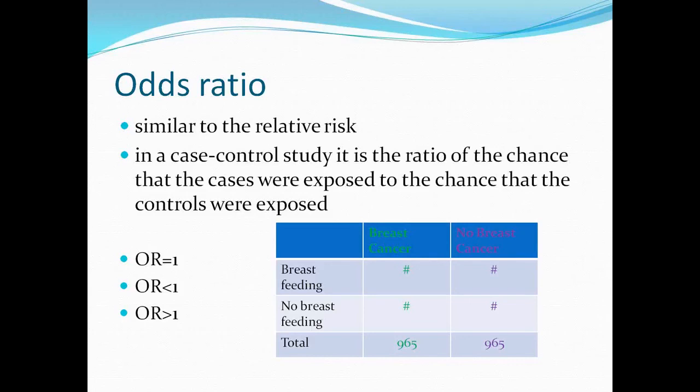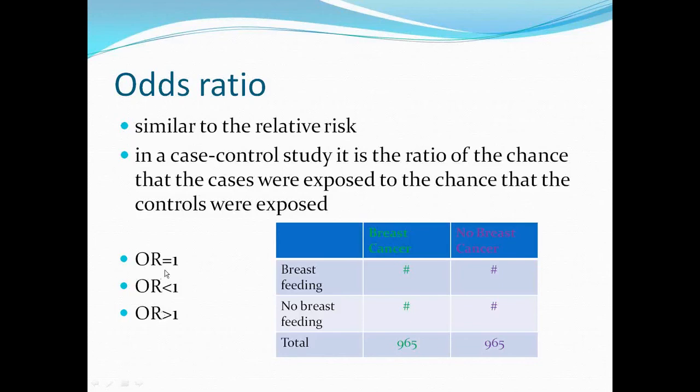So what is calculated in a case control study is the ratio of the chance that the cases were exposed to the chance that the controls were exposed. But even though different point estimates get reported because it's a different study design, it's important to remember that all of these ratios are still describing the same relationship between the exposure and the disease.